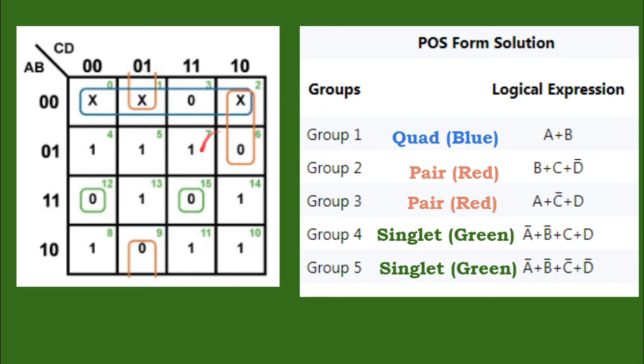Same way we have one more singlet here which covers the area this and this. So here this is actually A bar and B bar. This is actually C bar and D bar. So it is actually A bar plus B bar plus C bar plus D bar. This is the intersection of this third row and the third column. So the answer is A bar plus B bar plus C bar plus D bar. So that's all. This is how to convert.